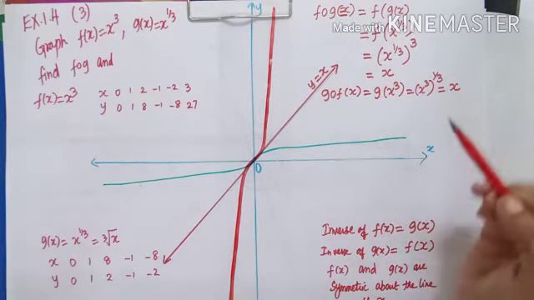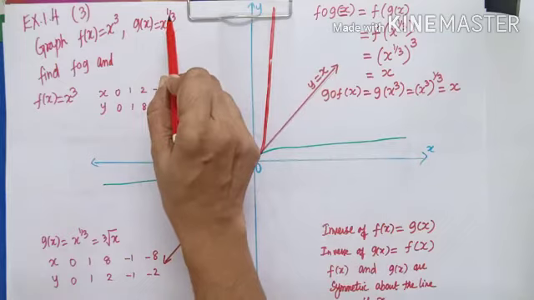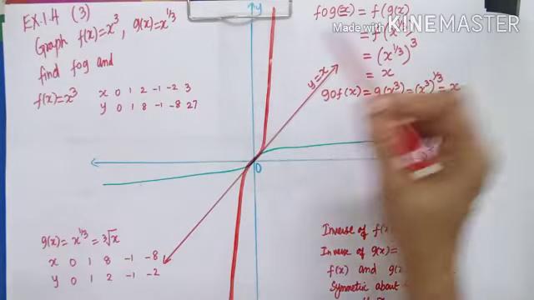F of g of x. What is g of x? X power 1 by 3. What is f?